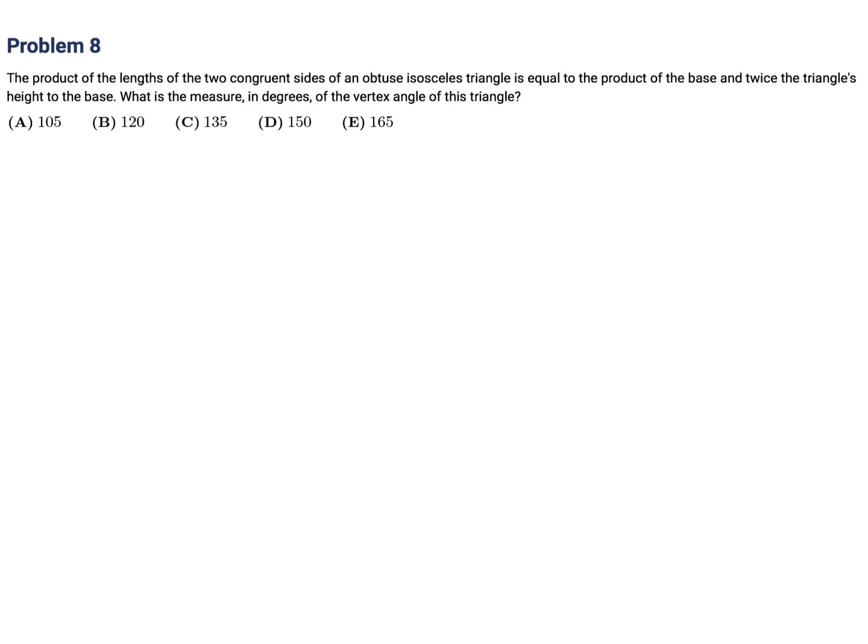Problem number 8. The product of the lengths of the two congruent sides of an obtuse isosceles triangle is equal to the product of the base and twice the triangle's height to the base. What is the measure in degrees of the vertex angle of this triangle? Okay. Oh boy. All right, so let's just draw a basic diagram. It's isosceles, right? Okay. I'll just label this V, and I'll label the sides X. The height I will call H, and the base I will call B.